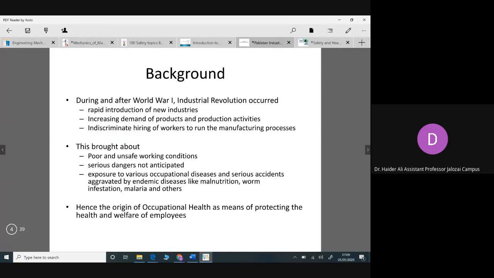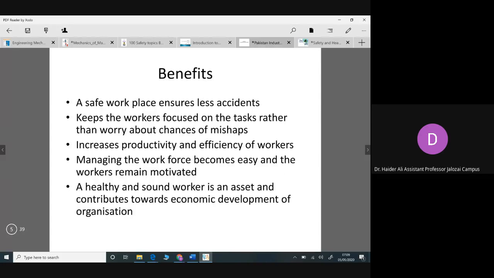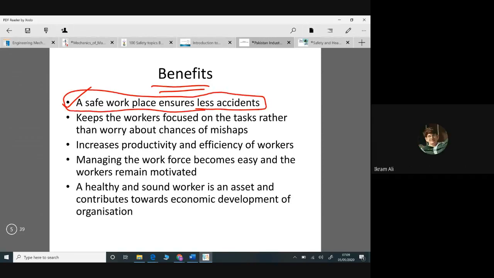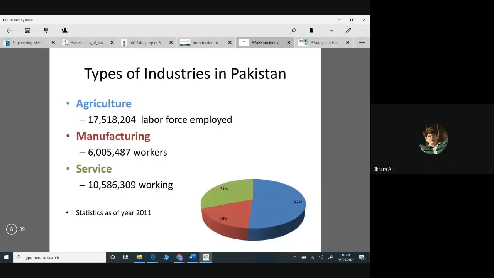Again, some background, we already talked about that. So why are we interested in occupational health and safety courses? Because it provides a safe workplace and ensures fewer accidents. Right?